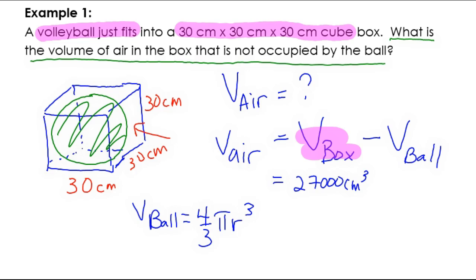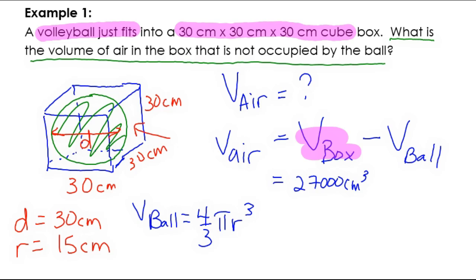So the question here is, well, I need to know what the radius of this ball is, right? And so I have to make a few assumptions here. Sometimes there are some assumptions that you need to make. If I were to look at this ball, I know that it just fits in this box, right? Okay, it just fits. And so that tells me that the diameter of the sphere has to be the same as the width of the box itself. So my diameter is actually 30. So if my diameter is 30 centimeters, and I know that my radius is always half of the diameter, the radius is going to be 15 centimeters.